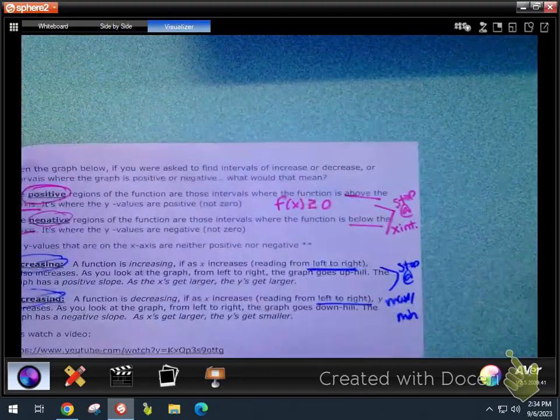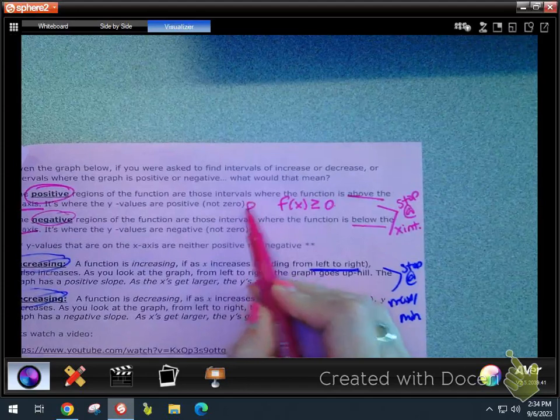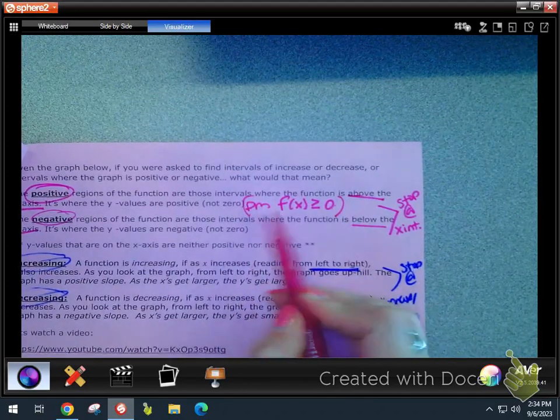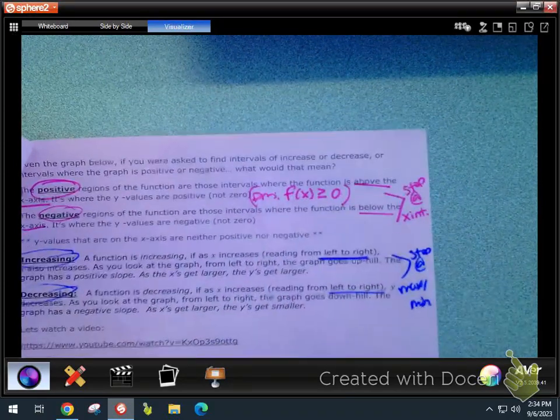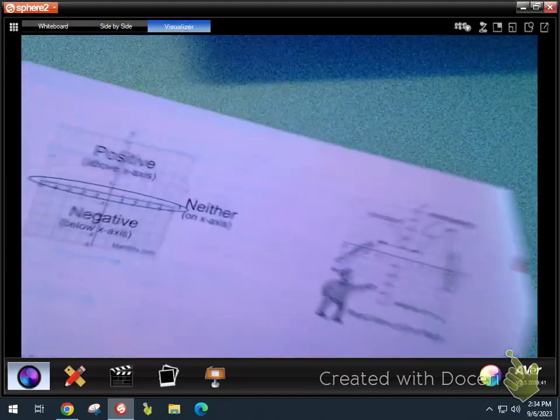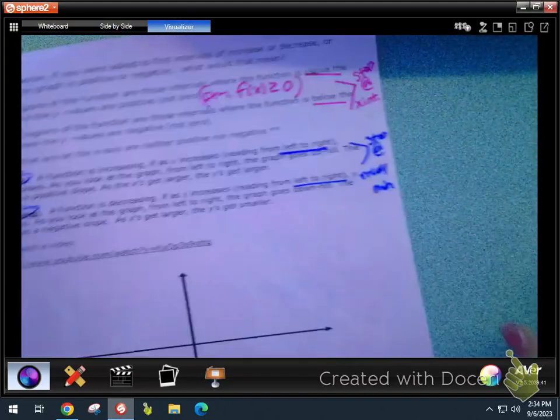Most of the time, yes. But I was saying that this is going to be in Delta Math. So, fair warning, you would put a bracket. Okay? Make note.